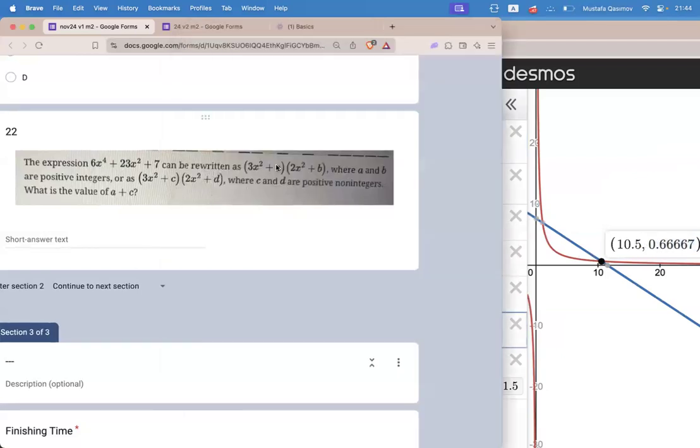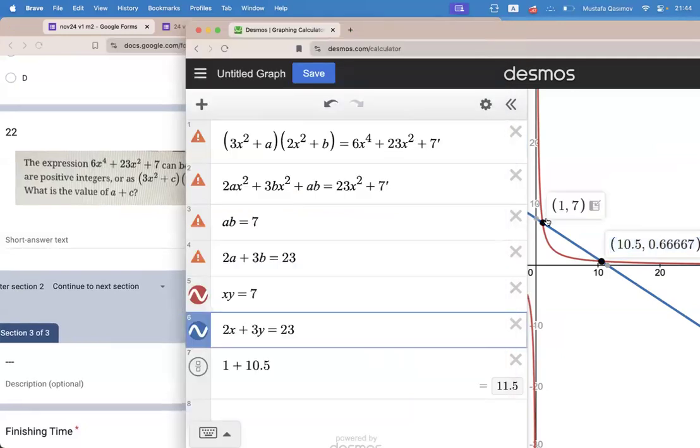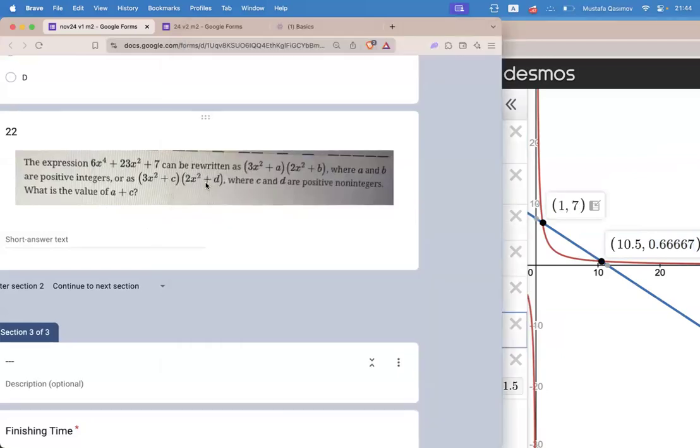Here a and b are integers, right? So a is equal to 1, b is equal to 7. C and D are integers, but C and A are the same. I mean, both of them are 3x squared plus, right? That's why C is 10.5 and D is 0.666.